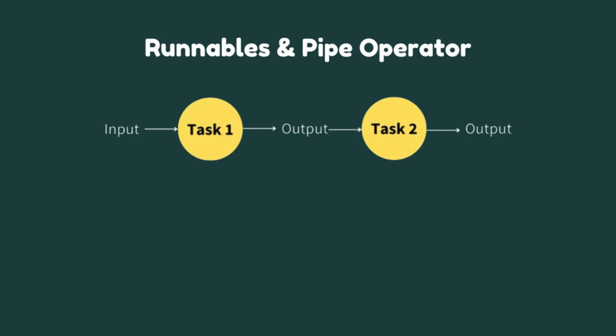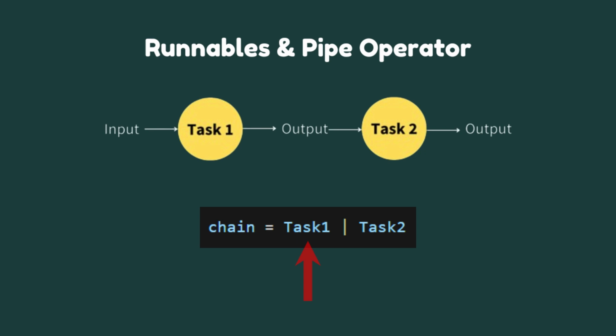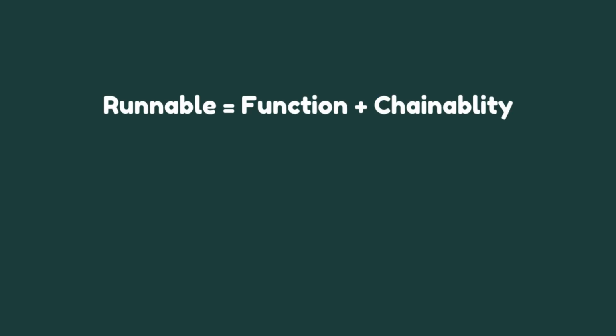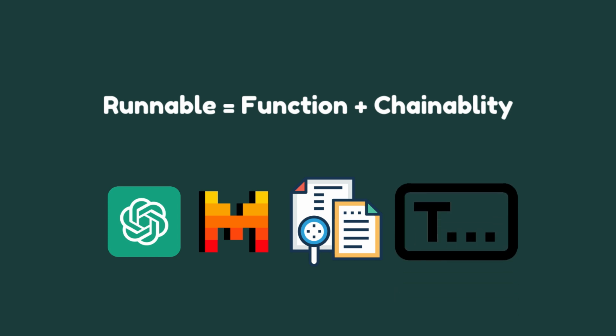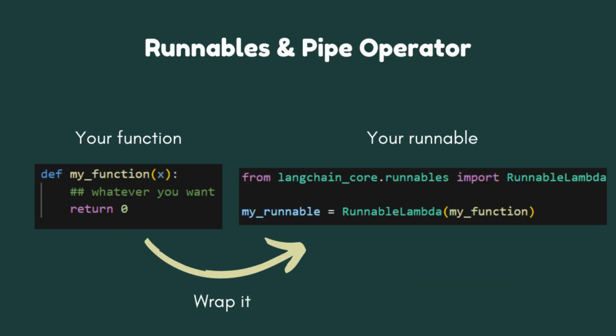So let's consider two tasks chained together. In LCEL, each task is an object called a runnable, and the link between them is the pipe operator represented by this symbol. A runnable is basically a function with a wrapper that gives it the ability to be chained. Many LangChain components implement the Runnable protocol, including chat models, LLMs, retrievers, prompt templates, and more. However, you can also make any custom function a runnable and chain it with other runnables.